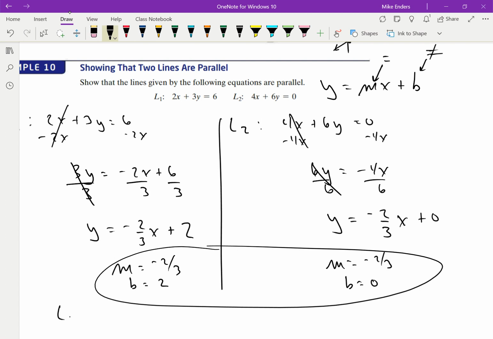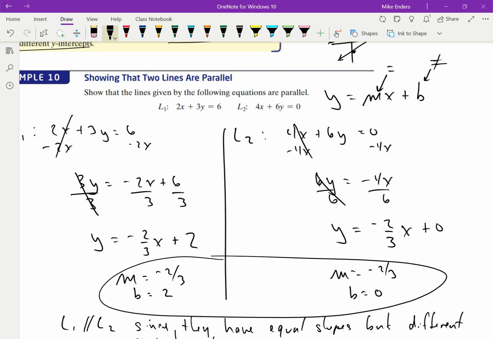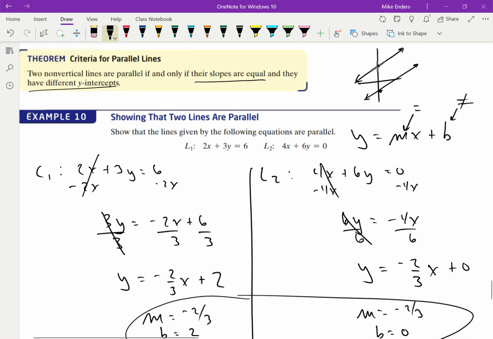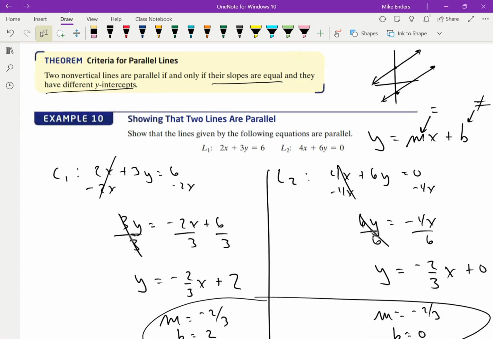Okay, so we can say line 1, there's a symbol for parallel, is parallel to line 2, since they have equal slopes but different y-intercepts. So then we can say by the theorem, the criteria for parallel lines, the slopes are equal and they have different y-intercepts, so these two lines must indeed be parallel to each other.